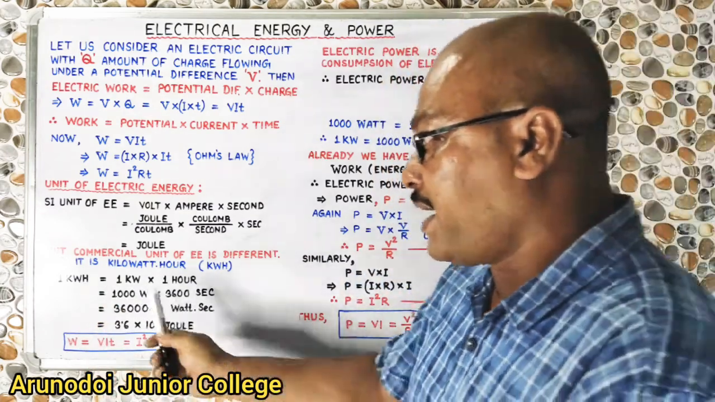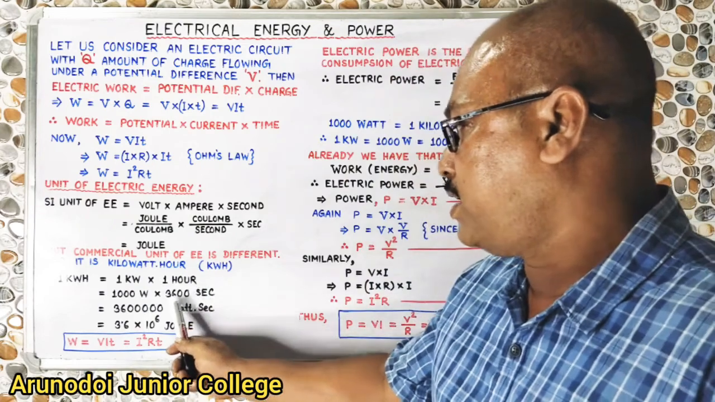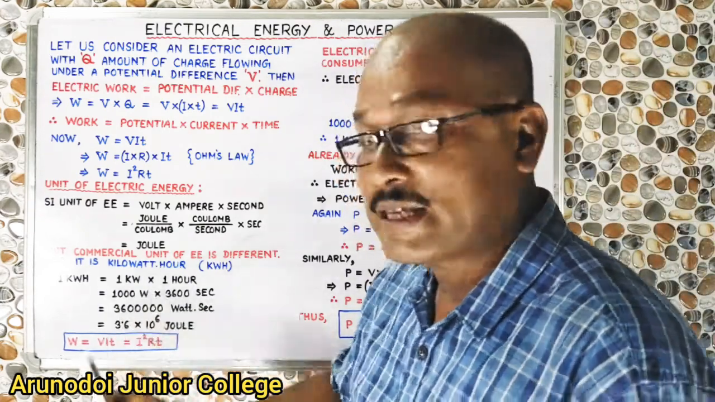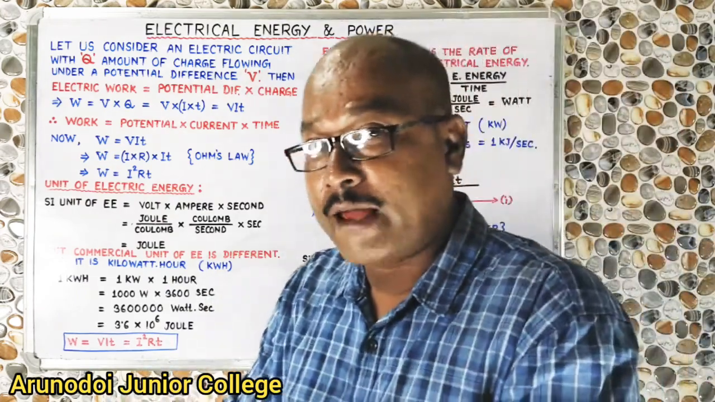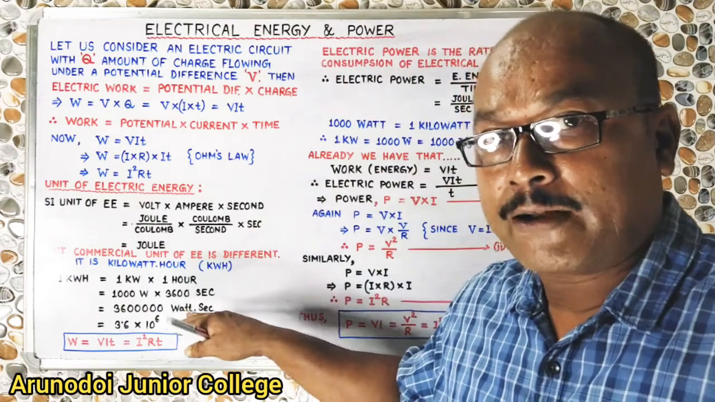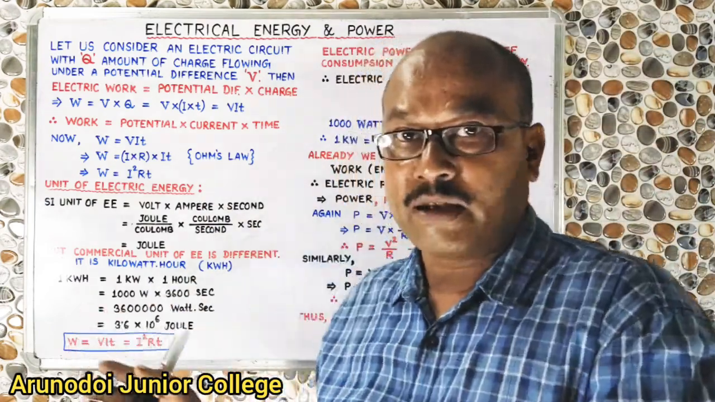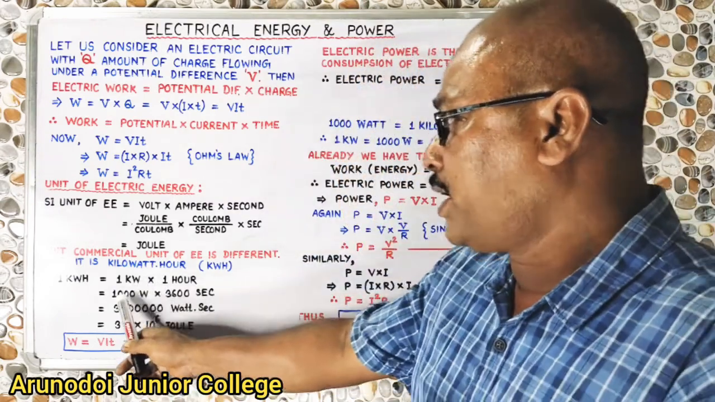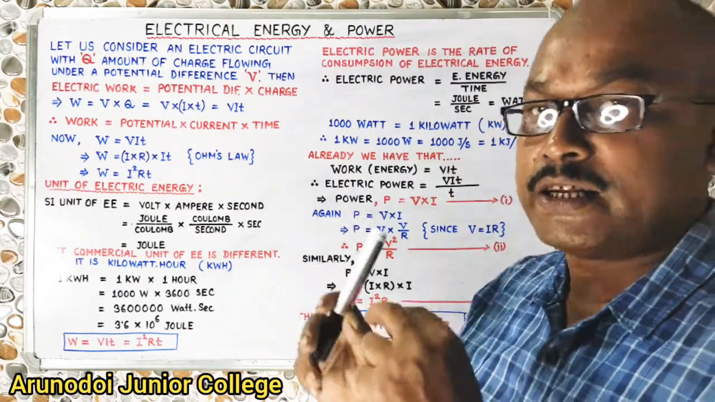Now if we simplify it, 1 kilowatt is equal to 1000 watt and 1 hour is equal to 3600 second. Why? Because watt is the SI unit of power and second is the SI unit of time. We cannot use hour in this measurement. We cannot use kilowatt in this measurement. We have to use only the SI unit. So 1 kilowatt is equal to 1000 watt and 1 hour is equal to 3600 second.